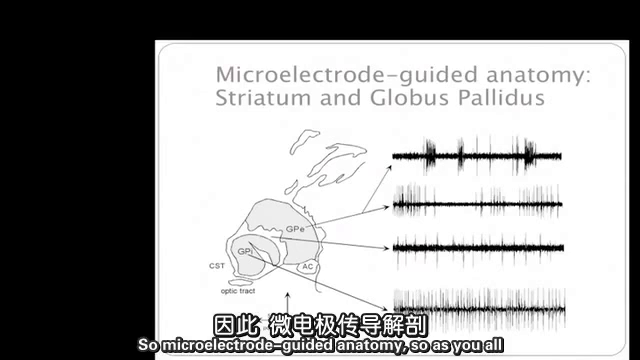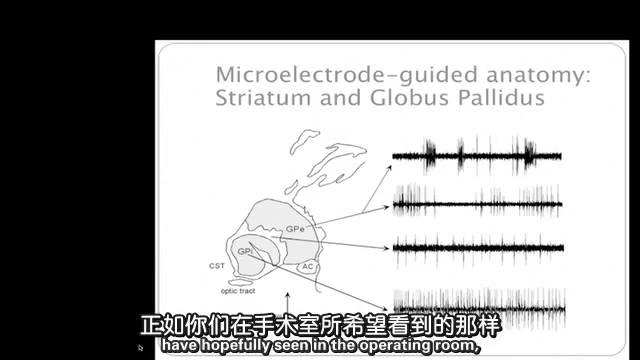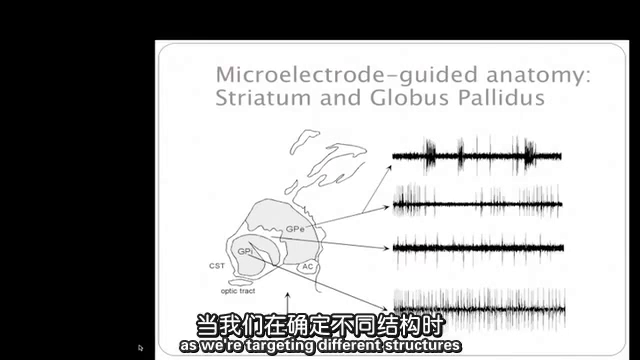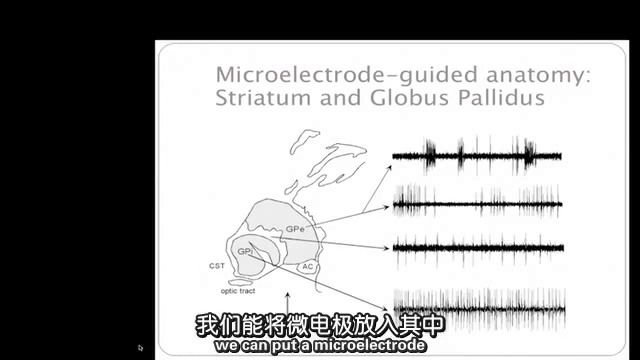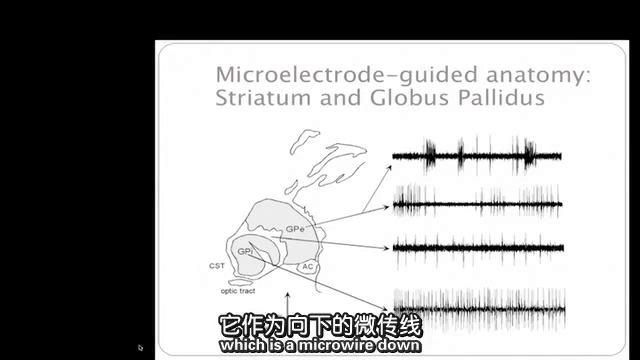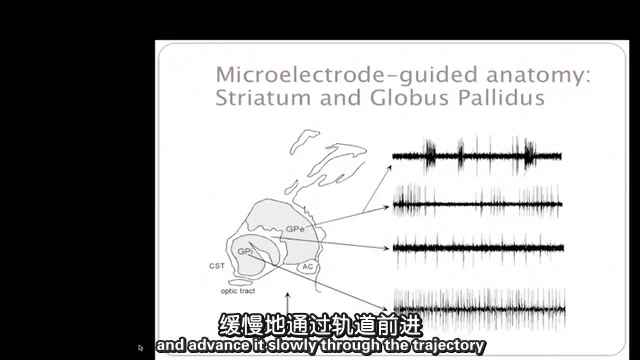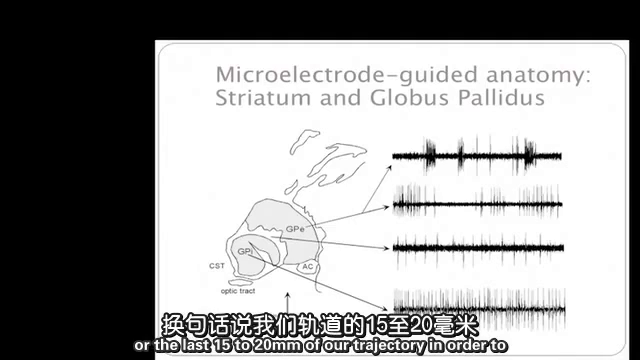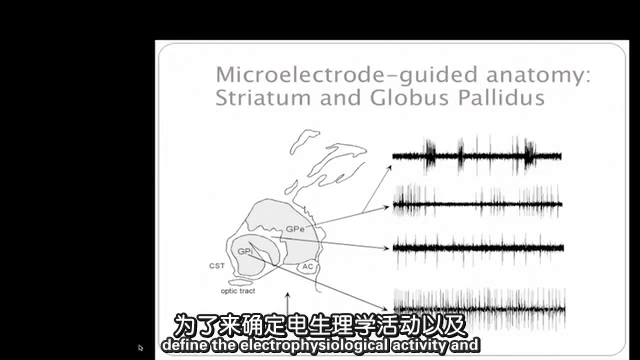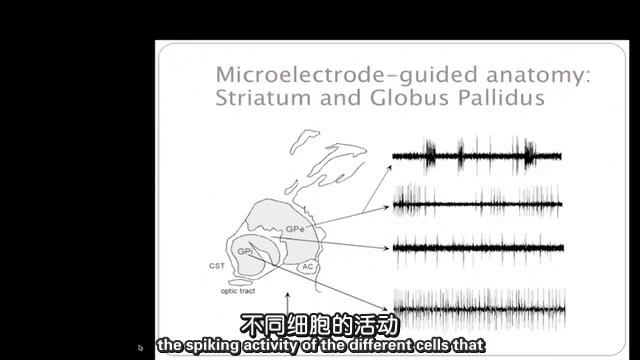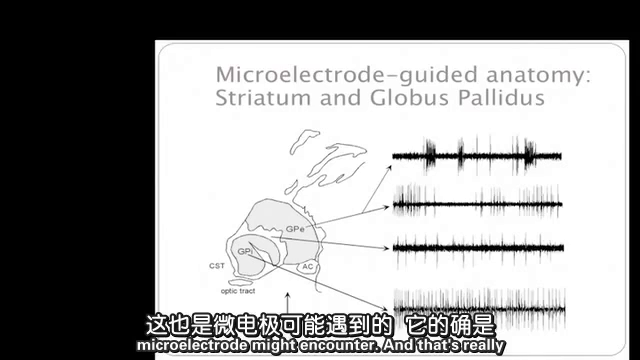So, microelectrode guided anatomy. As you all have hopefully seen in the operating room, as we're targeting different structures, we can put a microelectrode, which is a microwire, down and advance it slowly through the last 15 to 20 millimeters of our trajectory, in order to define the electrophysiological activity and the spiking activity of the different cells that microelectrode might encounter.